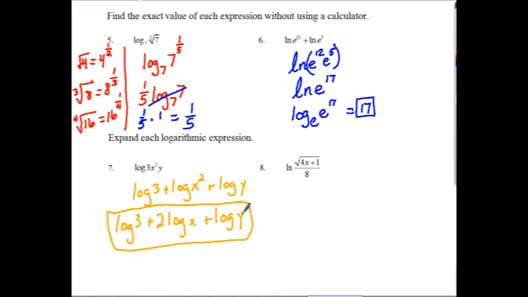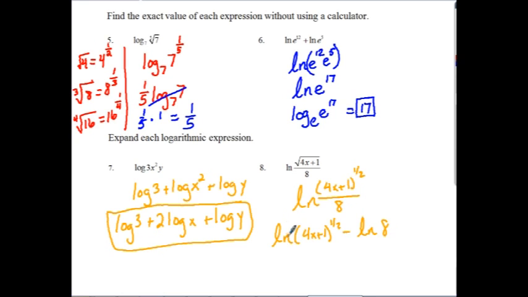Okay, so now let's look at number 8, the natural log of this wonderful fraction here. What I'm going to do is change that into natural log of 4x plus 1 to the 1/2 power, because remember the square root, the 2 is in the denominator of that exponent, over 8. So let's get rid of the division part first. Divide really means to subtract.